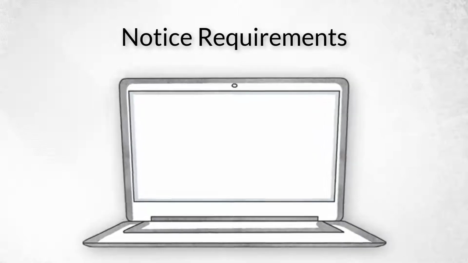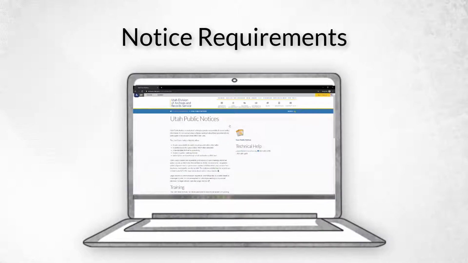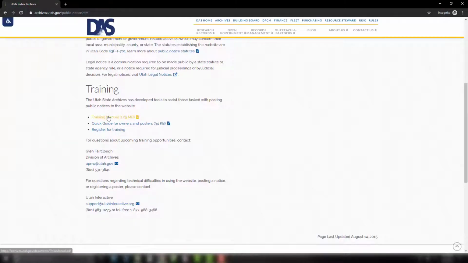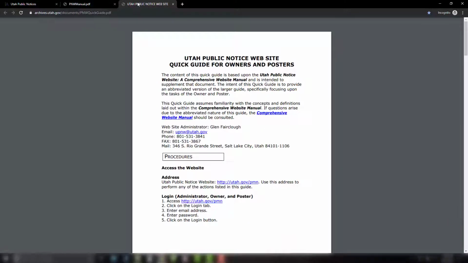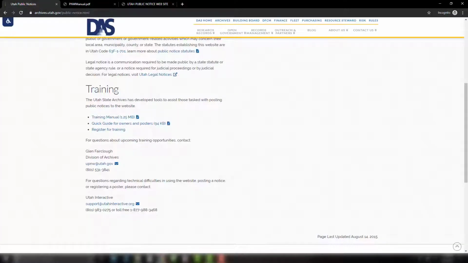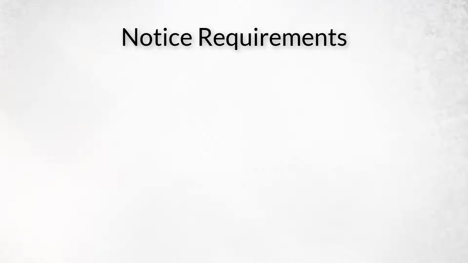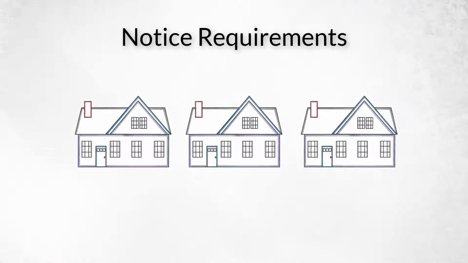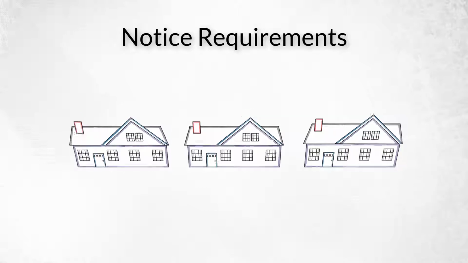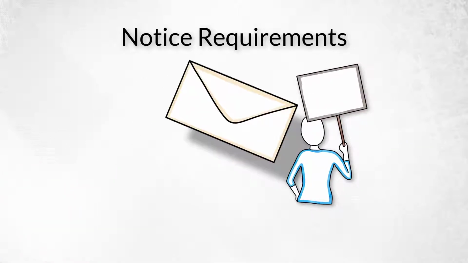State Archives has prepared a training manual and quick guide for owners and posters, as well as training videos that can be accessed at their website at archives.utah.gov. If your entity is increasing a fee or undergoing truth in taxation for a property tax increase, be aware that there are additional notice and posting requirements.